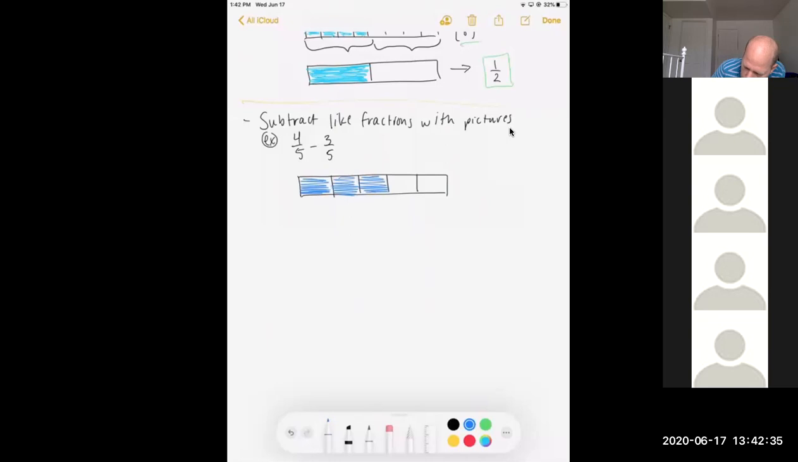1, 2, 3, and 4. Okay, so here's 4/5, and I need to subtract off 3/5. Since the pieces are like each other, I can just subtract them off using an X to cross out. So here's my 4/5, here's my numerical connection, and I'm going to cross out 3/5. Or you can use takeaway if you want.